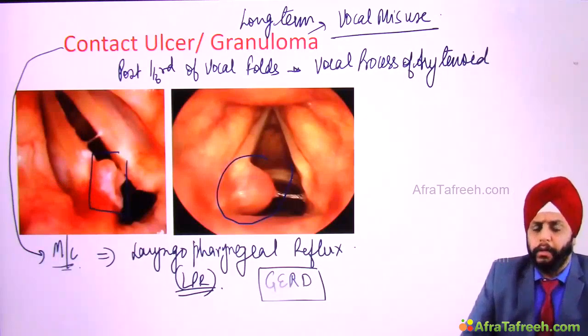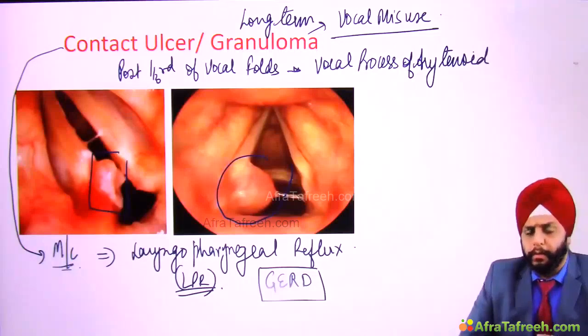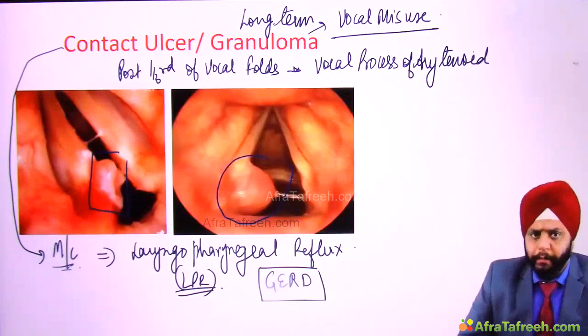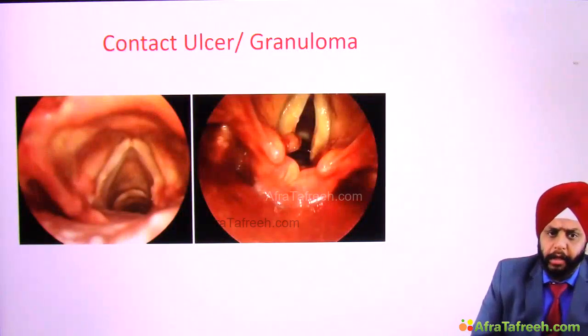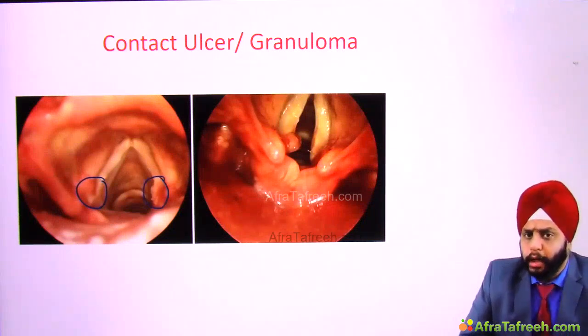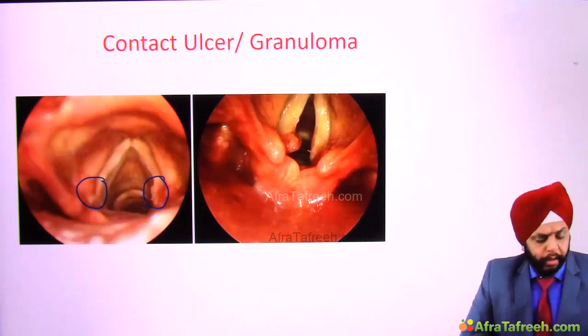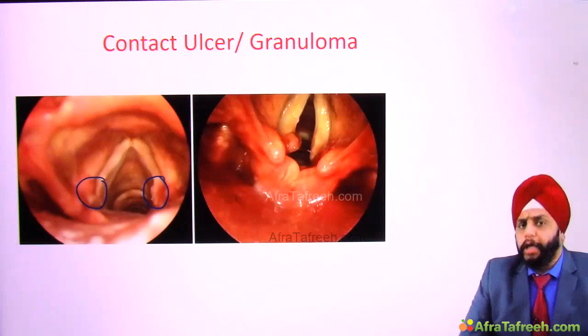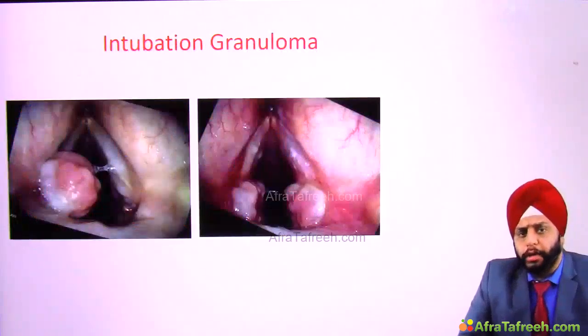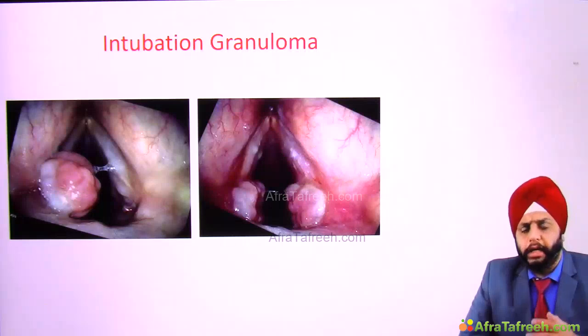You can see an ulcer also over here, but this is in the posterior 1/3 of the vocal fold. How will the patient present? Again, the patient has hoarseness. Remember, this is on the vocal fold, so the patient presents with hoarseness of voice, right? Okay, number 2, look over here. Sometimes patients can even have bilateral contact ulcers or contact granuloma.